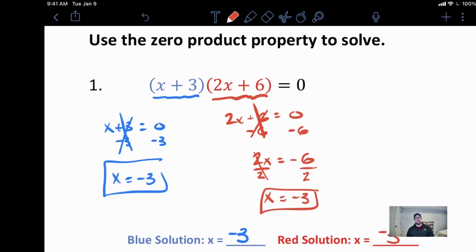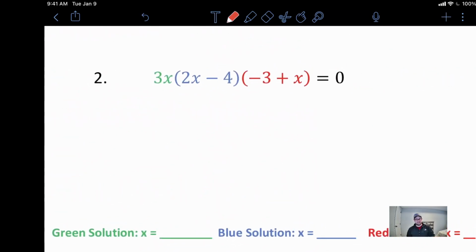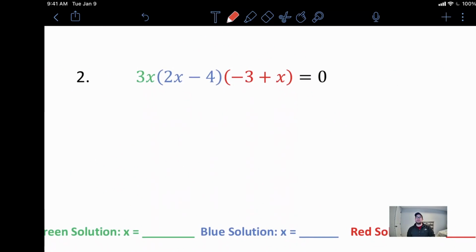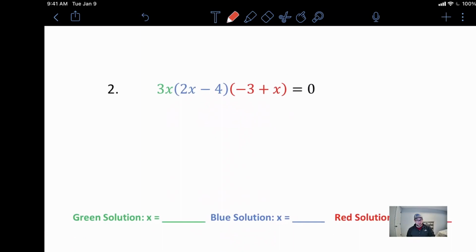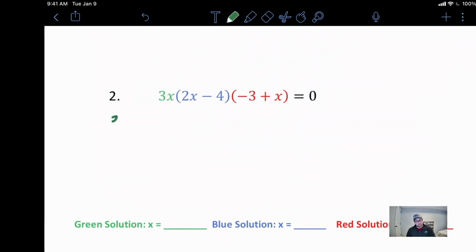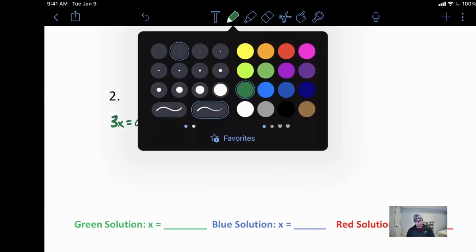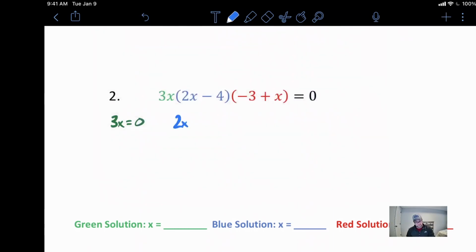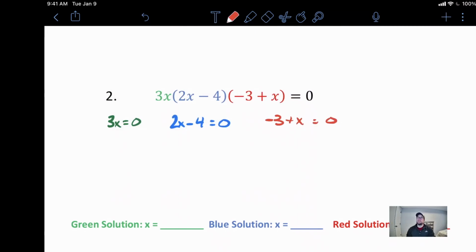Let's take a look at another problem like that, but one that's slightly more complicated. In this situation, we have 3 parts. We have the green part, the blue part, and the red part. In order to solve this problem, we take each of the parts and say equals 0, equals 0, and equals 0. Once I get each of those parts alone like that, then I can simply come over and solve them.